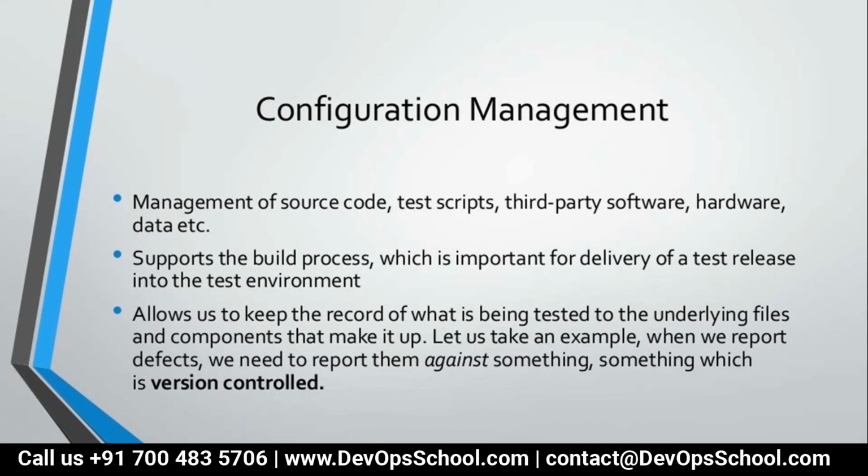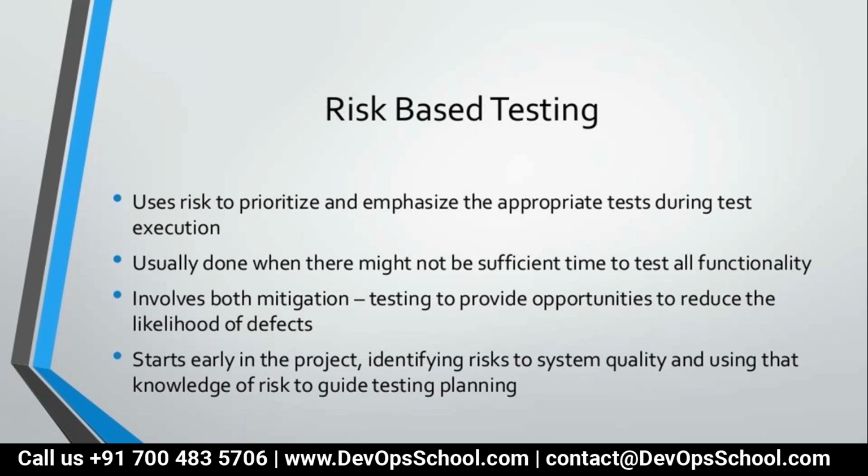Let us take an example: when we report defects, we need to report them against something, which is version control, right? So what is version control? Say some defect occurred in version 1.1, and after fixing the defect, the version will be 1.2. If someone asks on which version you got this defect, you can say version 1.1. Again, it is a kind of version controlling based on the defect.